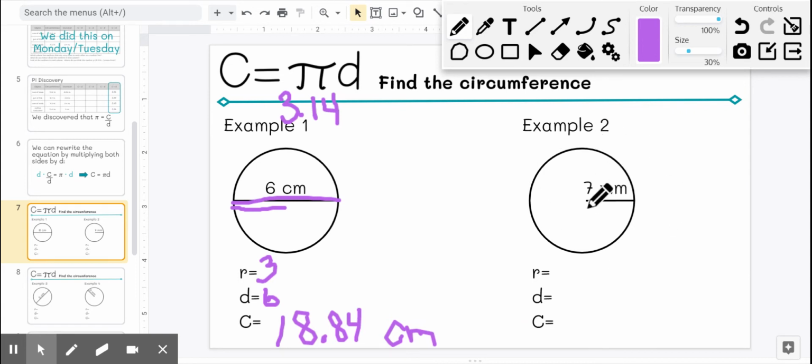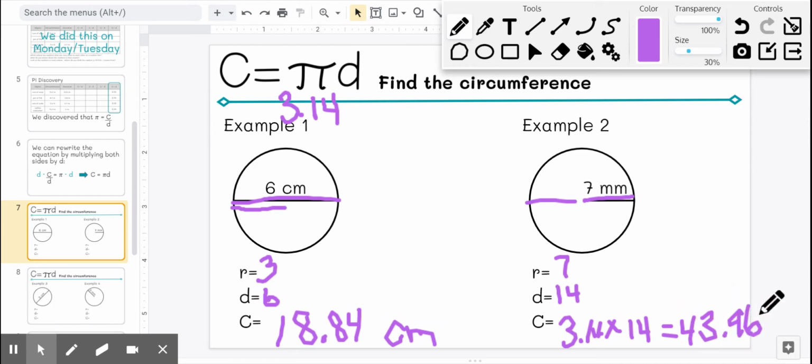For this next one, they give us the line halfway across the circle. That is the radius. So our radius is 7. If it's 7 on this half, it's 7 on this half. So the distance all the way across, which is the diameter, is 14. So then circumference is pi times diameter. Pi is 3.14, and the diameter of this one is 14. So we're going to do 3.14 times 14. And that would be 43.96 millimeters.